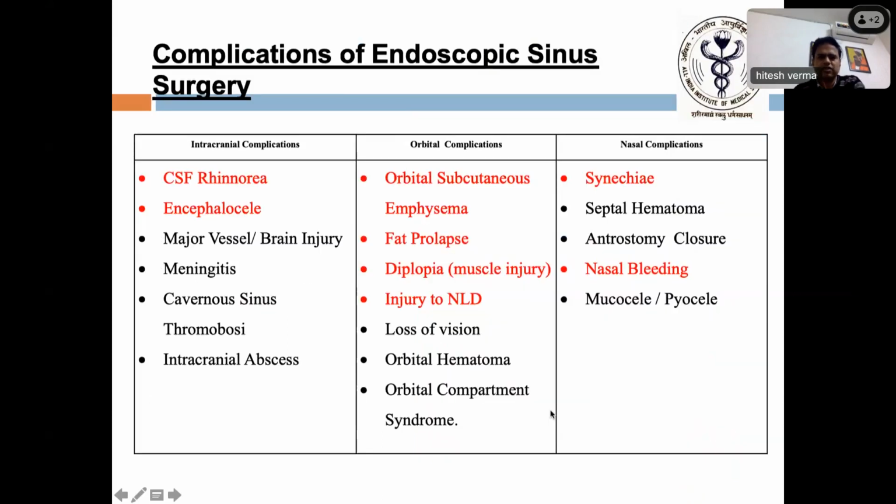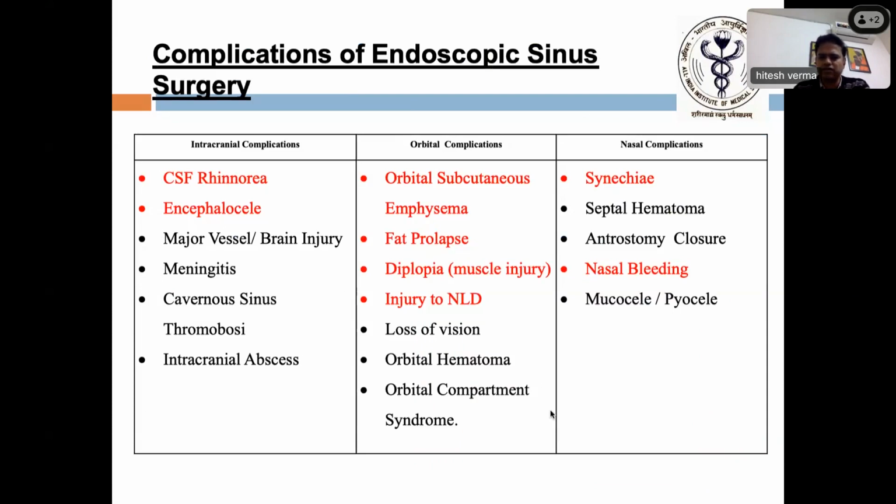So these are the list of complications that can happen with endoscopic sinus surgery. For example, nasal complications are more common: synechia, septal hematoma formation, there may be antrostomy closure, there may be nasal bleeding. And mucocele and polyps are the delayed complications. There may be orbital injury that can lead to emphysema, fat prolapse. If a muscle is injured, in that case diplopia, injury to the nasolacrimal duct.